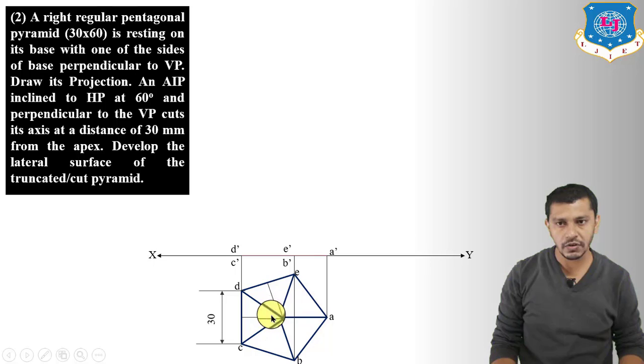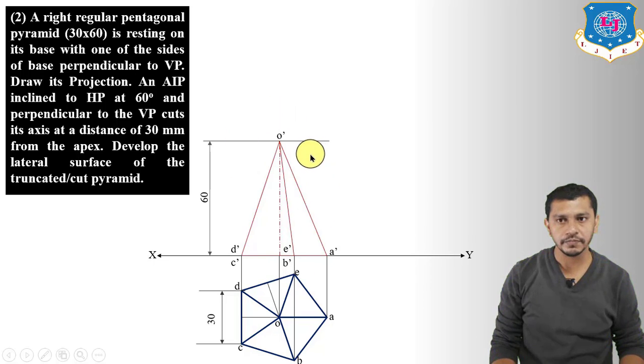Now take the projection of the apex point. Measure the axis height, which is 60 mm. Here we will get O dash, the front view of the apex point. Connect the apex point to the base corners, that is O dash to A dash, O dash to B dash, E dash, and O dash to C dash, D dash, which will give us the front view of the pentagonal pyramid.